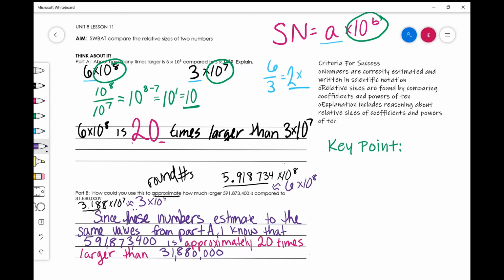Since these numbers estimate to the same values from part A, I know that 591,873,400 is approximately 20 times larger than 31,880,000. Again, because the values that we found estimate to the same values as before, we know that our comparison between our values is going to be approximately the same size. Coming up with a key point that answers how we can use estimation and scientific notation to compare very large or very small numbers.